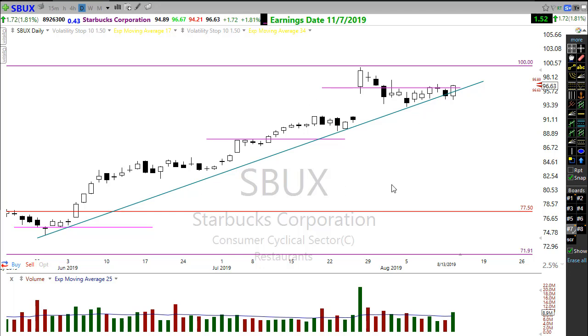So one of the reasons I don't run any scans in TC2000 anymore is because I'm more efficient. Okay. I'm more efficient with my day. I don't have to figure out what scan is working today, run a scan, flip through a whole list of stocks.